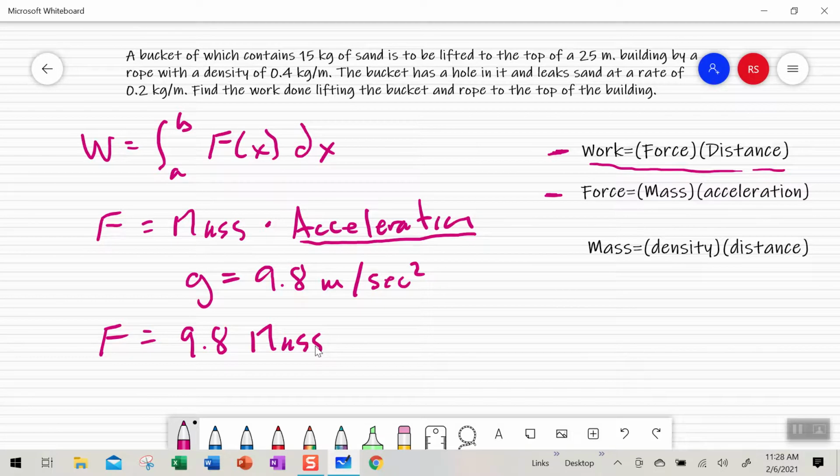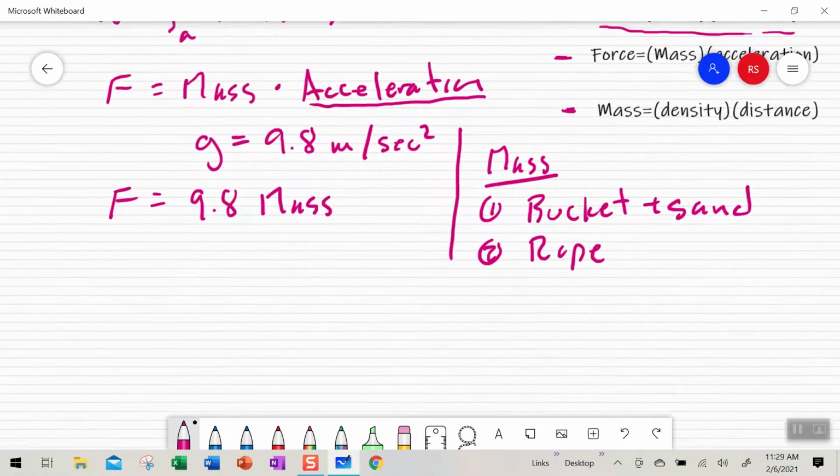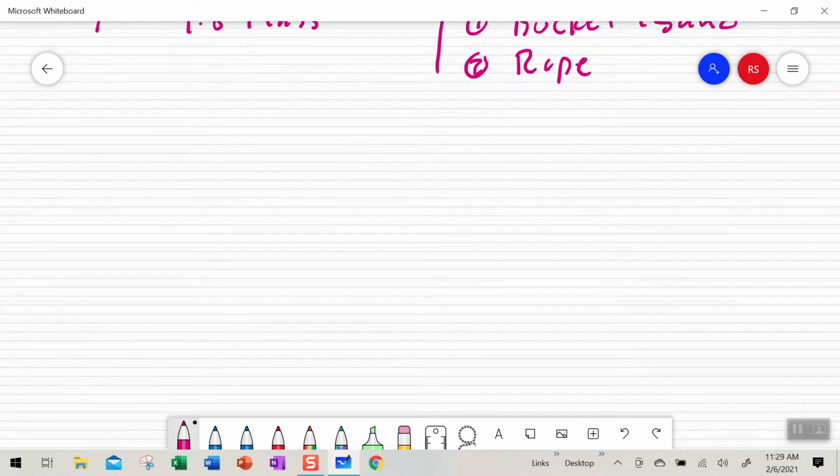All right, and so we go to the third definition here, the third of these three. Mass is density times distance. We need to find the mass of number one, the bucket, and number two, the mass of the rope. And when I say the bucket, I mean the bucket and the sand that is in the bucket. So we have two different masses that we need to determine, and that's what the crux of this problem comes down to. So first of all, let's find the mass of the bucket.